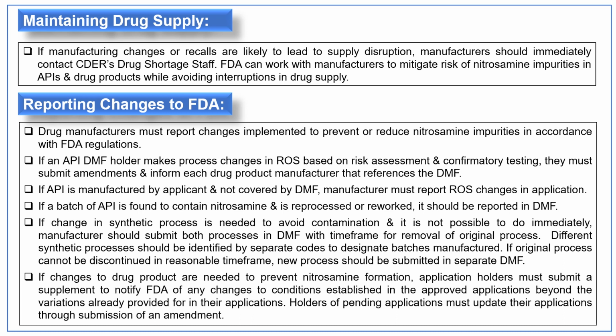If changes to the drug product are needed to prevent nitrosamine formation, application holders must submit a supplement to FDA to notify any changes to the conditions established. Holders of pending applications must update their application through submission of an amendment.